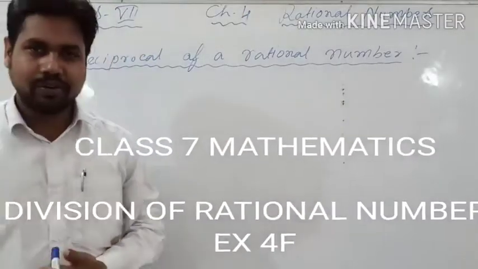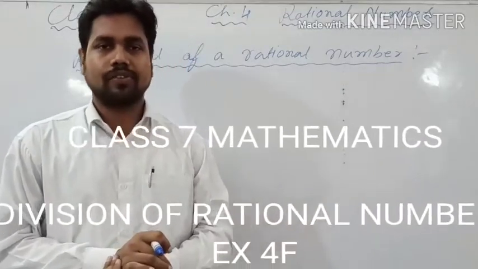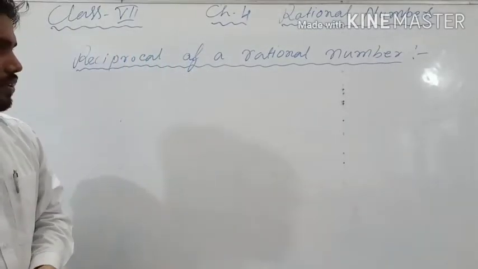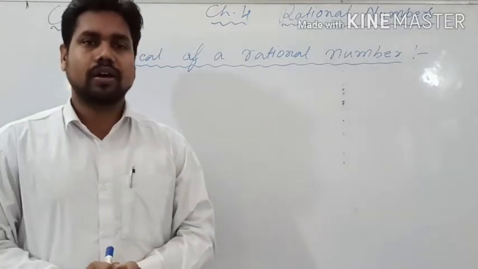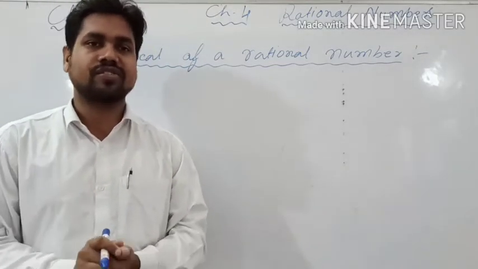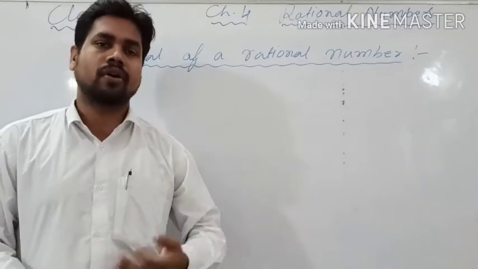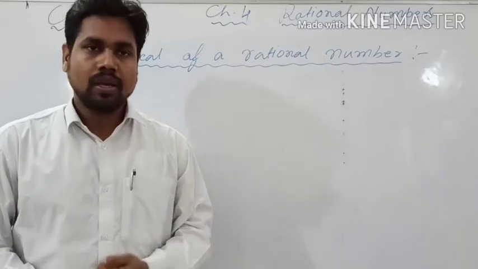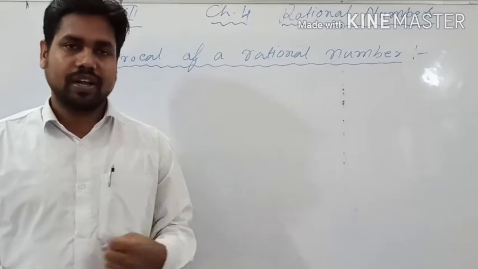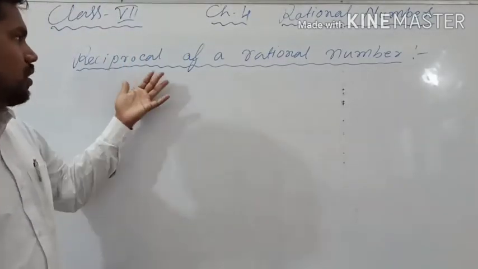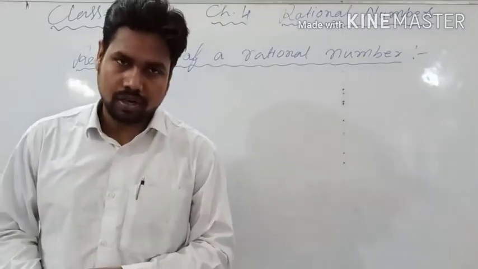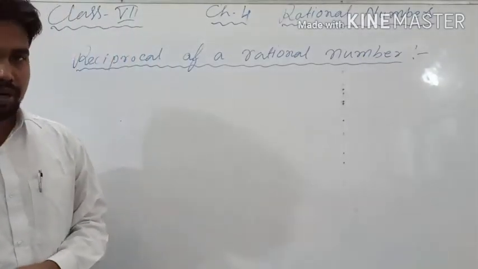Today we are going to learn about the next topic of your chapter 4, which is related to the reciprocal of rational number. Rational number we are learning, especially this chapter is based on division of rational number. Earlier we have learned about multiplication of rational number. So before learning about the division of rational number, first let's discuss what a reciprocal of a rational number is. What does reciprocal mean?